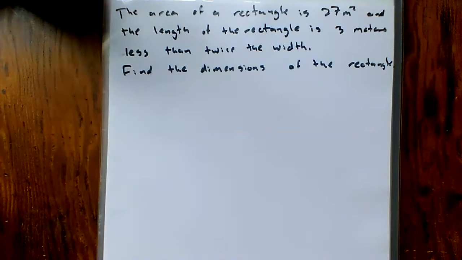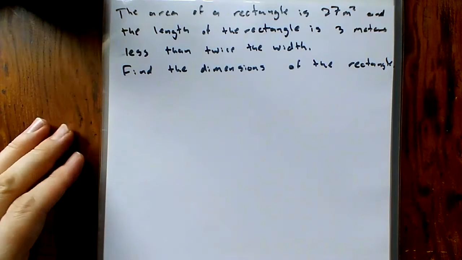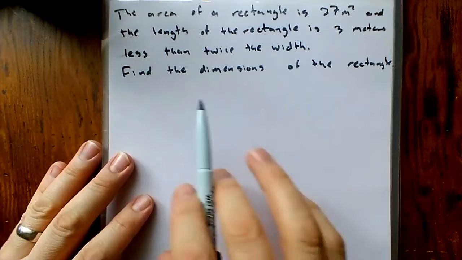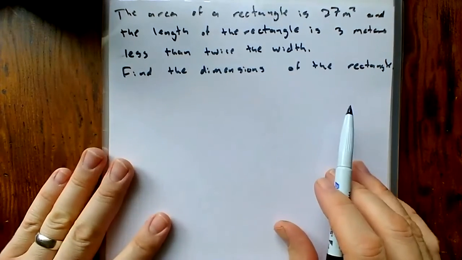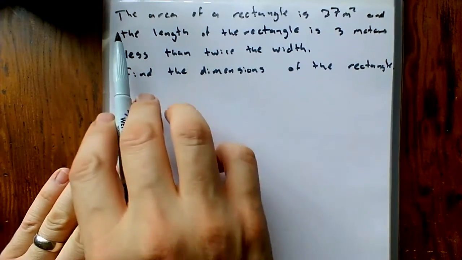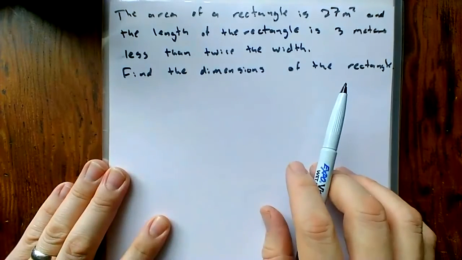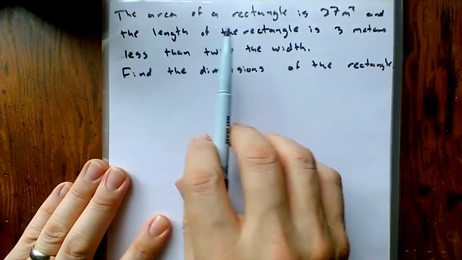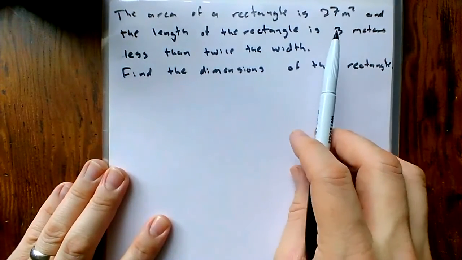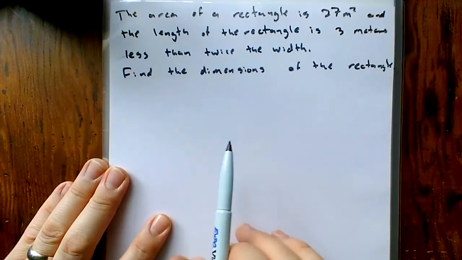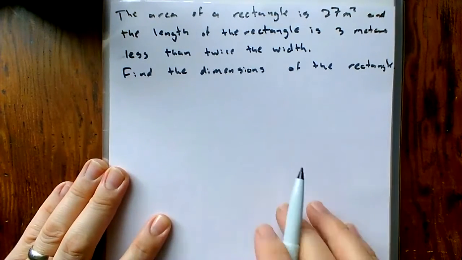Okay, we're going to be talking about some story problems and quadratics, and basically how to solve a story problem with some quadratic equations. So here we've got a question where the area of a rectangle is 27 square meters, and the length of the rectangle is 3 meters less than twice the width. Find the dimensions of the rectangle.